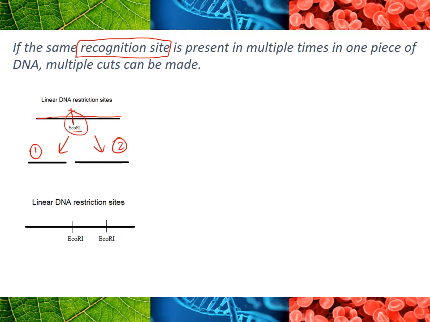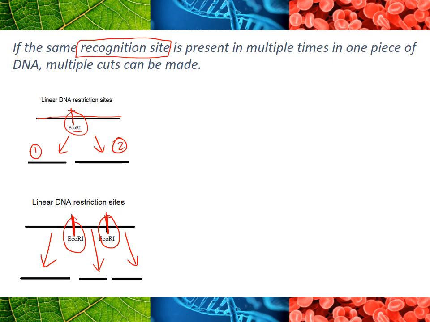Now let's say there's 2 restriction sites for the same restriction enzyme. So we put the restriction enzyme in, it comes in, it cuts here, then it keeps going, it finds this one, it cuts here as well. Now we've got 3 pieces. We've got that piece, this middle piece, and we've got a 3rd piece.